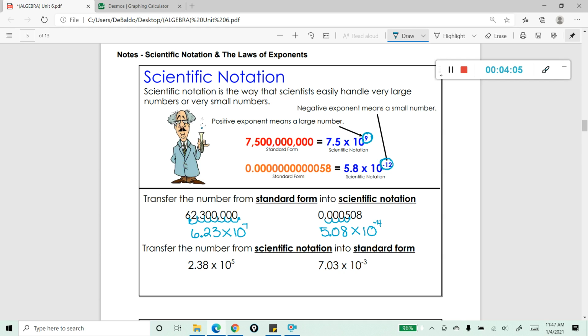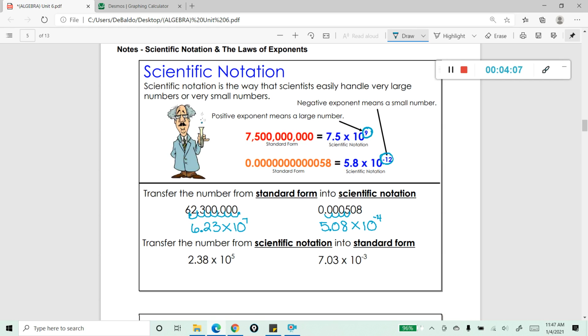And let's go ahead and do it the other way. Let's transfer it from scientific to standard. Again, this is just a review of what you've learned in the past. So here I have a large number, and I know that because of my exponent of 5.